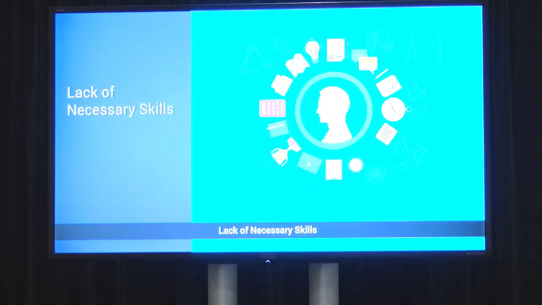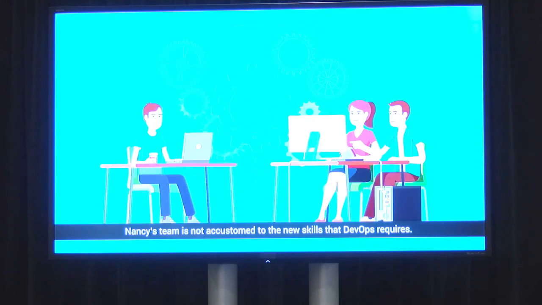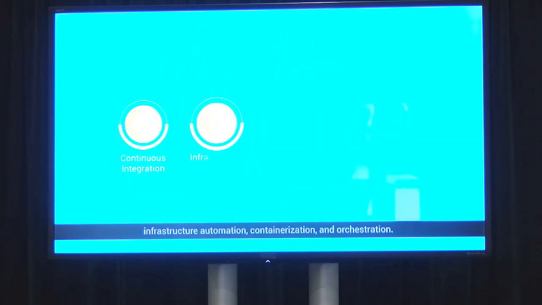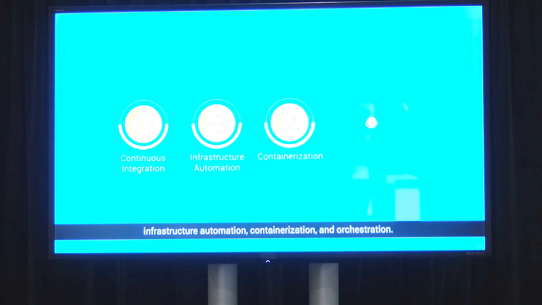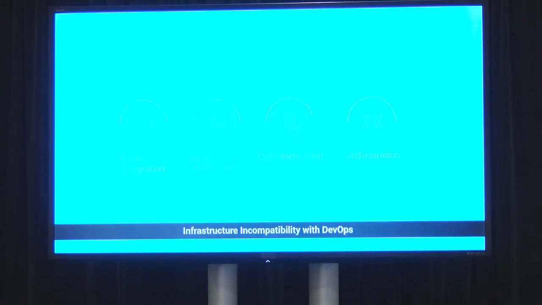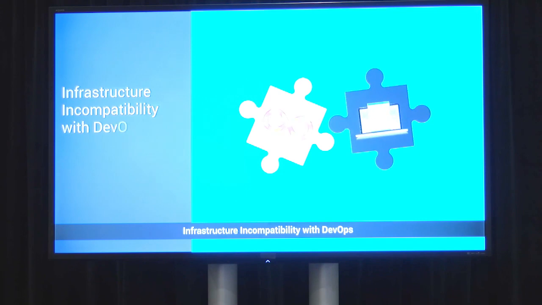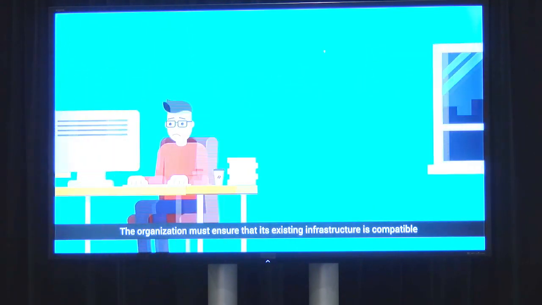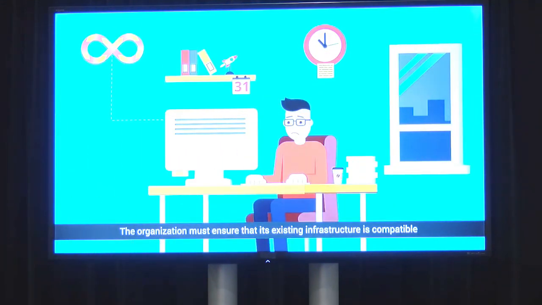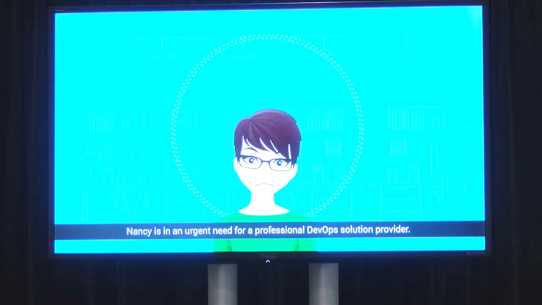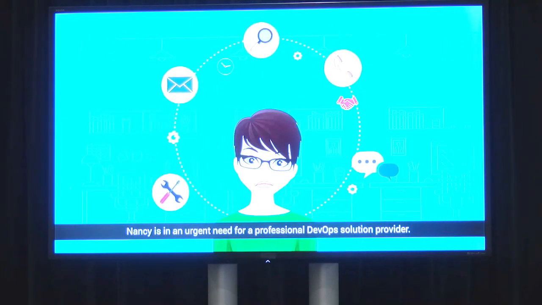An organization change, absence of an implementation plan. Nancy's organization lacks a DevOps implementation plan with well-defined milestones, deliverables, and project owners. Lack of necessary skills. Nancy's team is not accustomed to the new skills that DevOps requires. Her team needs to learn new tools to ensure continuous integration, infrastructure automation, containerization, and orchestration. Infrastructure incompatibility with DevOps. The organization must ensure that its existing infrastructure is compatible with DevOps technologies to deliver an enhanced user experience.